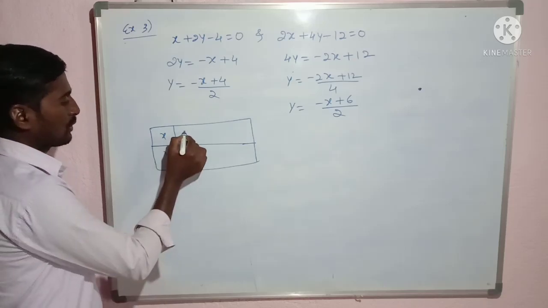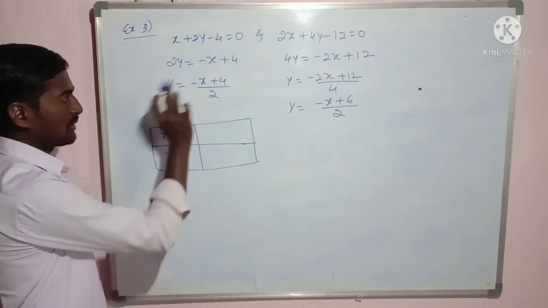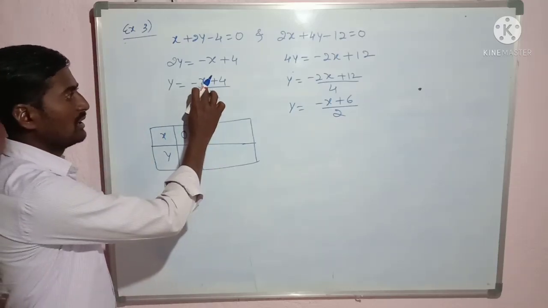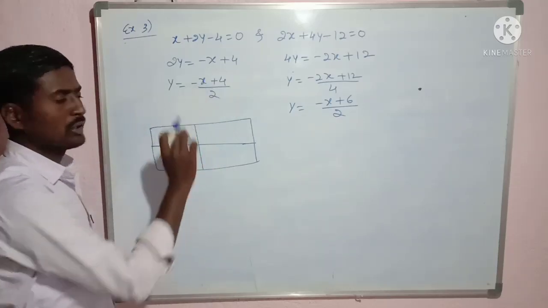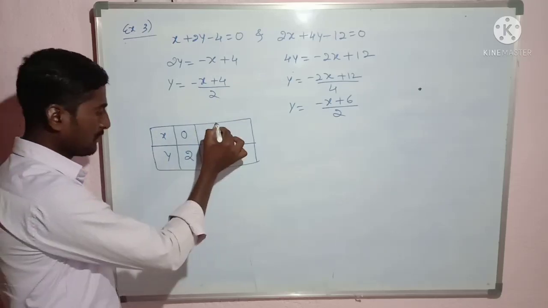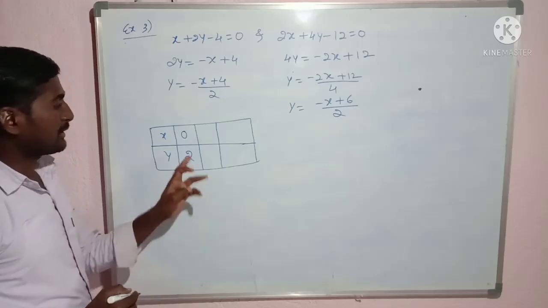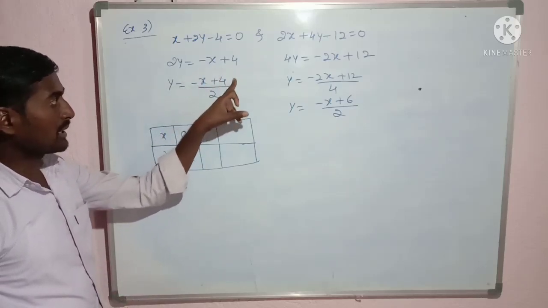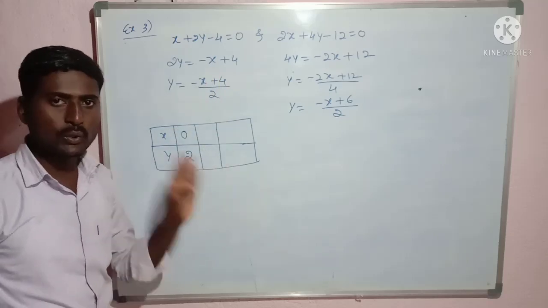If I take x equal to 0 in the first equation, what will you get as the value of y? If x equal to 0, then 4 divided by 2, the value is 2. So y equal to 2 we are getting. Similarly, here I can choose the value of x such that the numerator must be divisible by 2.